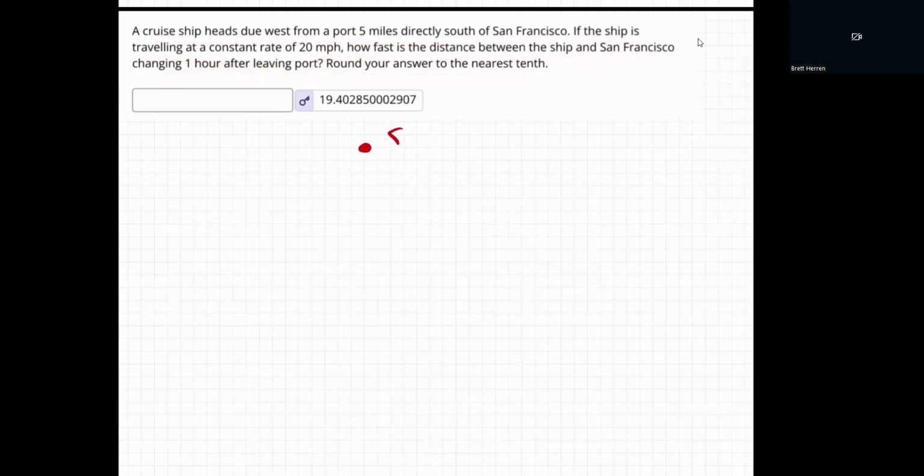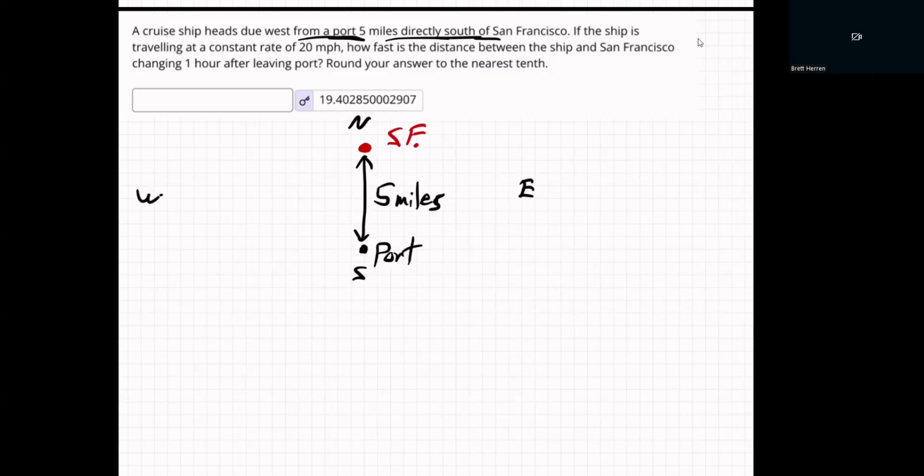We'll go here. This is San Francisco. And there's a port 5 miles directly south. So I'll come down here and we'll say this is 5 miles. We're saying this is north, south, east, west, the directions. So 5 miles directly south, this is where the port is, right? From a port 5 miles south of San Francisco. If the ship is traveling at a constant rate, 20 miles per hour. Oh, it heads due west.